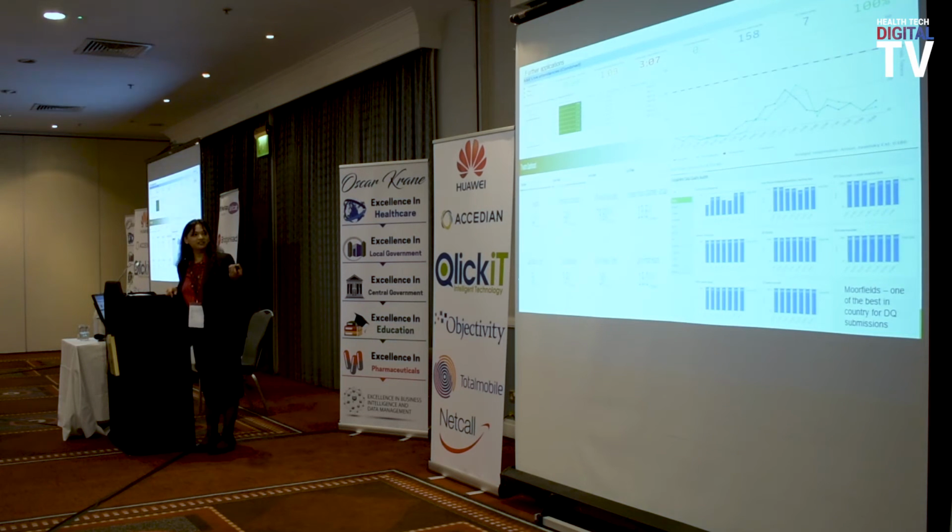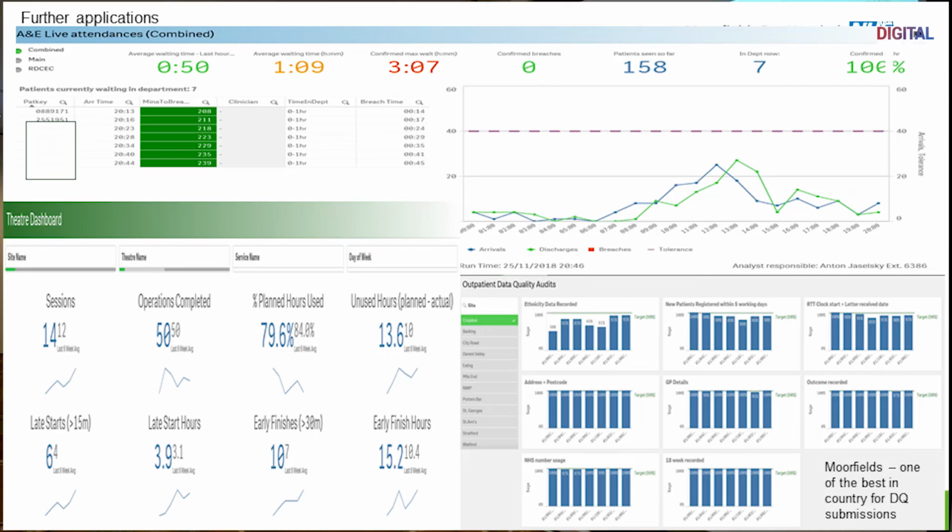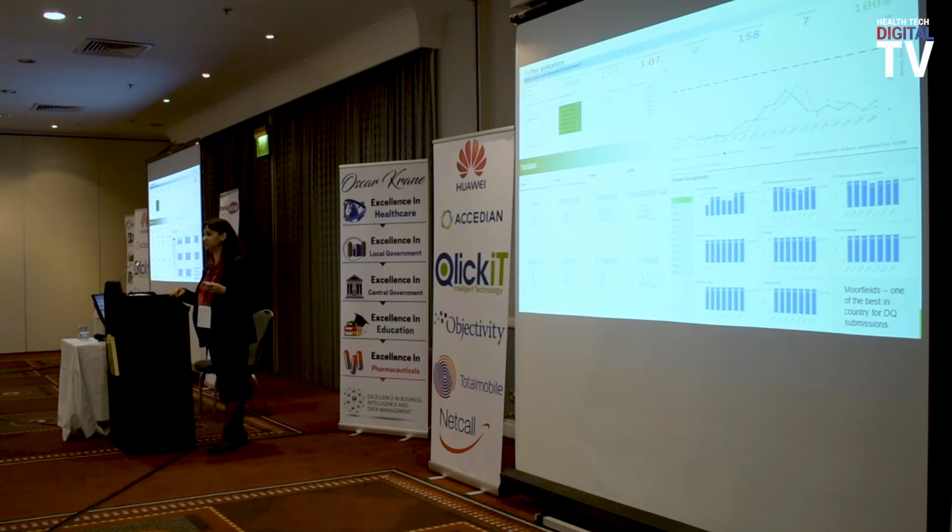So we have a suite of other applications, and these are some screenshots of them. Obviously, I think most trusts have live A&E dashboards. Our Qlik Sense A&E dashboard is viewable in our A&E, and it refreshes every 2 to 3 minutes so that staff down there have instant access to information on how the A&E is performing and whether they've got any patients that are about to approach the 4-hour target.